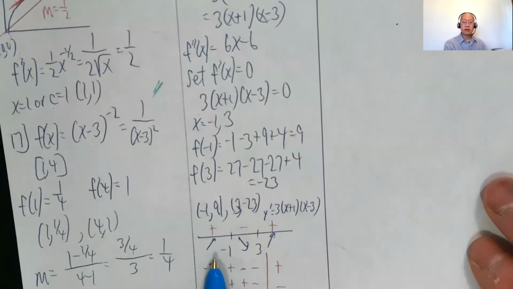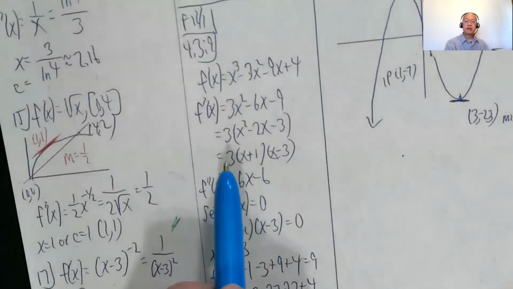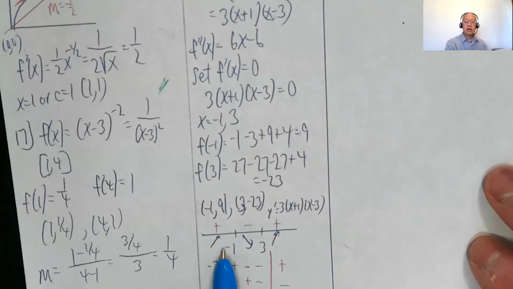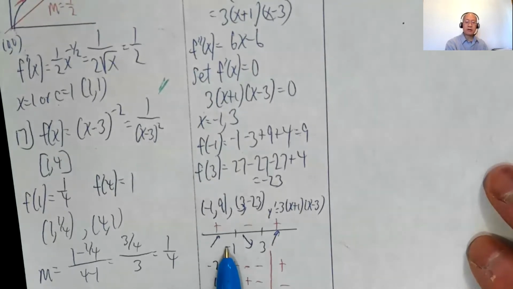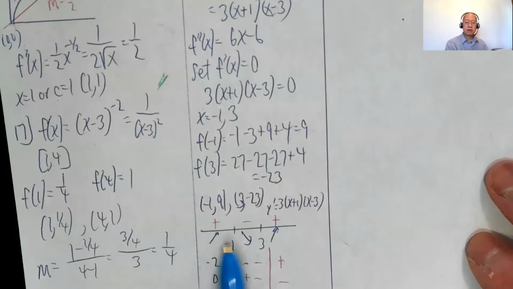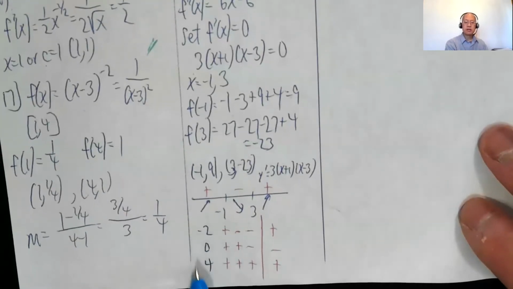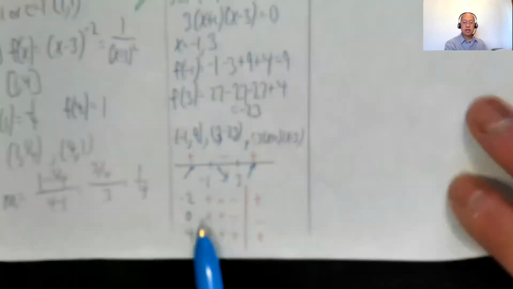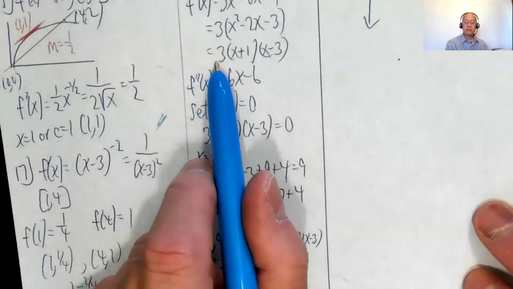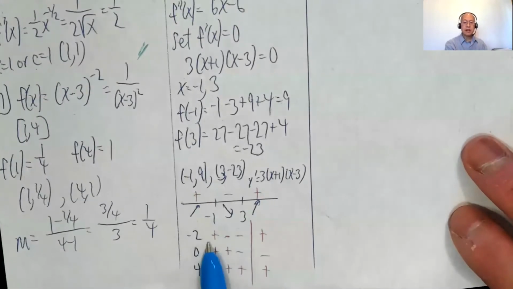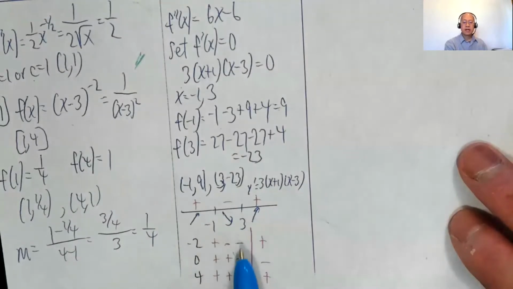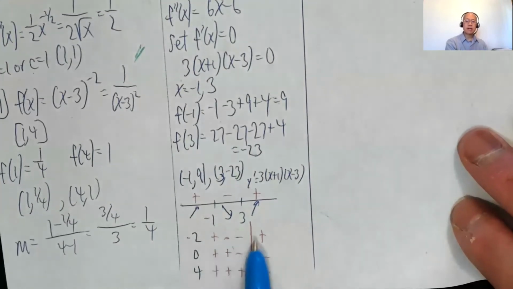Then I have to do a sign chart. Okay, so the derivative was 3 times x plus 1, x minus 3. I plunked down -1 and 3, pick something here, here, and here. So -2, 0, and 4. Okay, plug in to see the sign, positive or negative. You plug in -2. The 3 is always positive. Okay, -2 plus 1, negative. -2 minus 3, negative. So I have a positive times a negative times a negative. That's a positive.